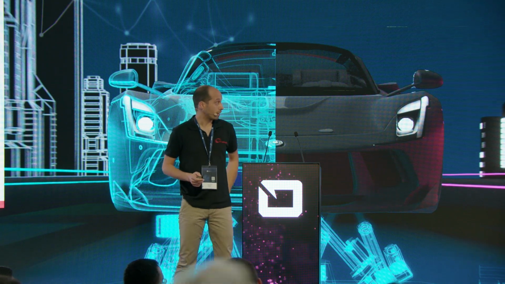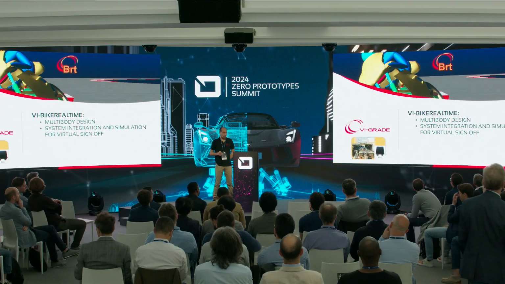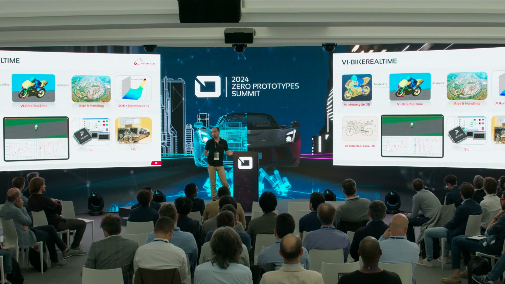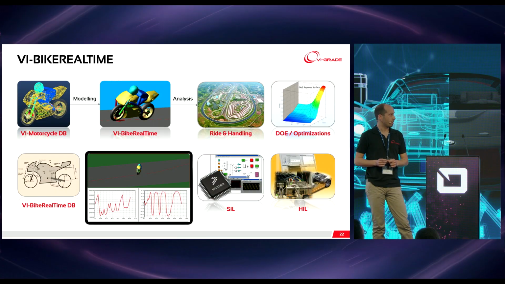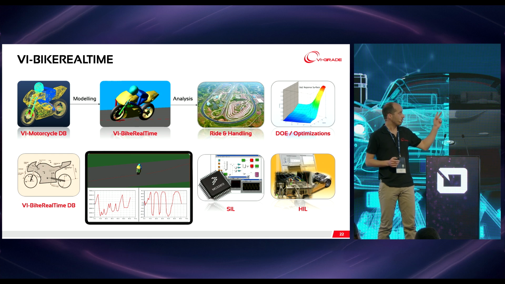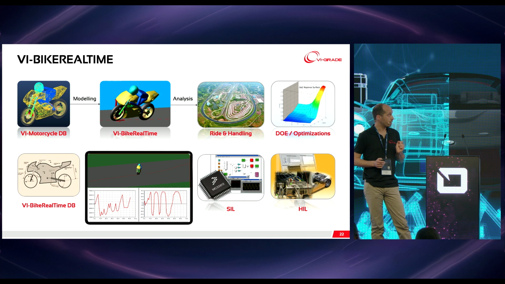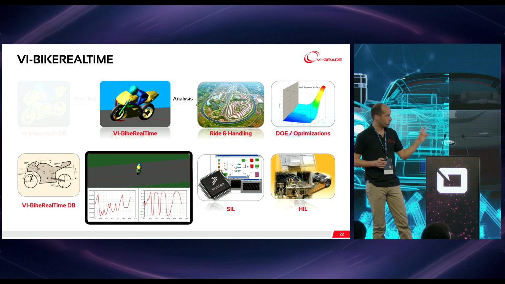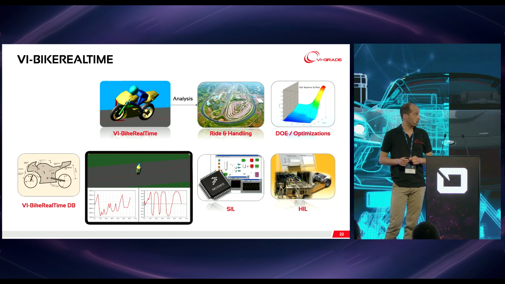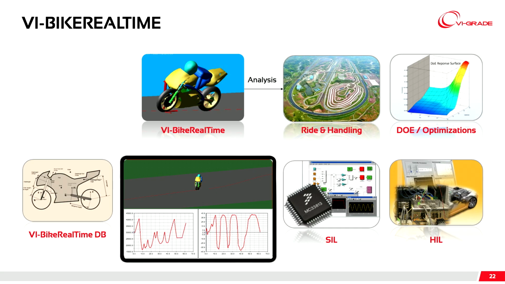Let's now move to VI-BikeRealTime. This is our real-time solution. This is the ecosystem. The concept is the same as in the motorcycle. From the motorcycle, you can export the model to VI-BikeRealTime and use it to run simulations. But, as I said, VI-BikeRealTime is a standalone software, so you have the possibility to do everything in VI-BikeRealTime.